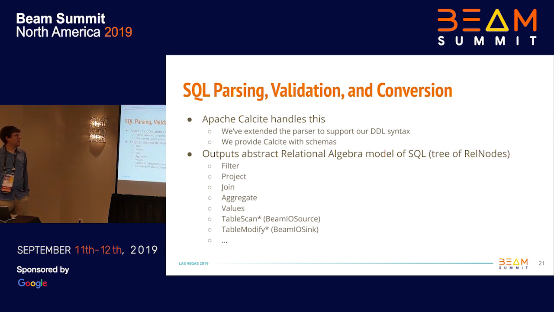The output of Calcite's parsing is a set of high-level relational objects: filter, project, join, aggregate. There are 2 special ones, which are table scan and table modify, and those are actually how we get PCollections into the SQL model through BeamIOSource, or have a result PCollection come out through BeamIOSink. Those are the 2 cases where we pass Beam specific types directly into Calcite at the beginning of the generation of the graph.